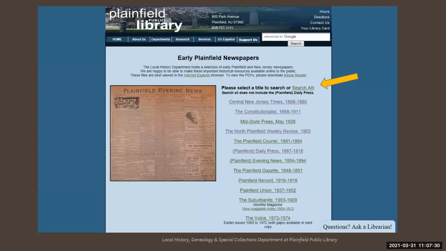Next is the Plainfield Record. That was also a weekly paper and is a nice one to have. The Plainfield Union, again, is the earliest paper. Next comes the Suburbanite, which was actually a magazine and not published in Plainfield. It was issued by the railway line that ran through Plainfield and has a lot of nice Plainfield coverage.